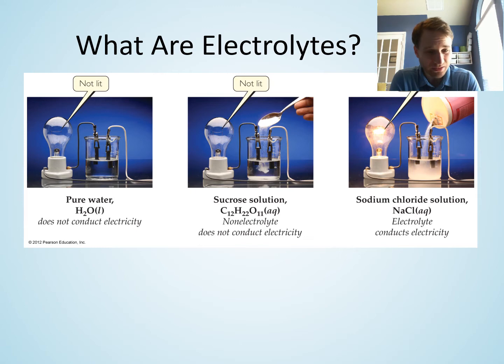And what is an electrolyte? Well, an electrolyte is something that dissolves in, say, water and allows that solution to conduct electricity. Water itself, pure water, does not conduct electricity. However, when you dissolve an electrolyte, something like sodium chloride, it will conduct electricity. Basically, something is an electrolyte if it dissolves in solution and creates ions, right?